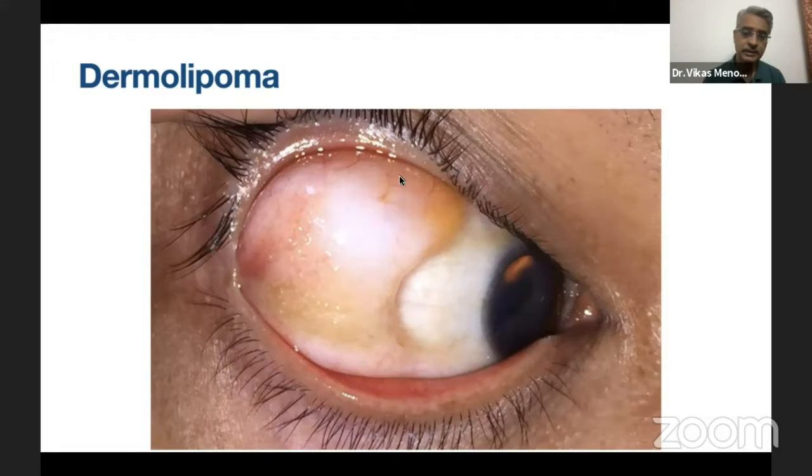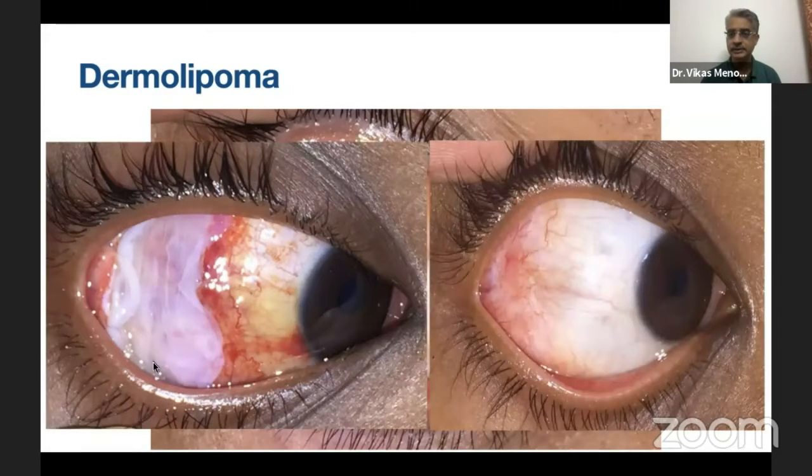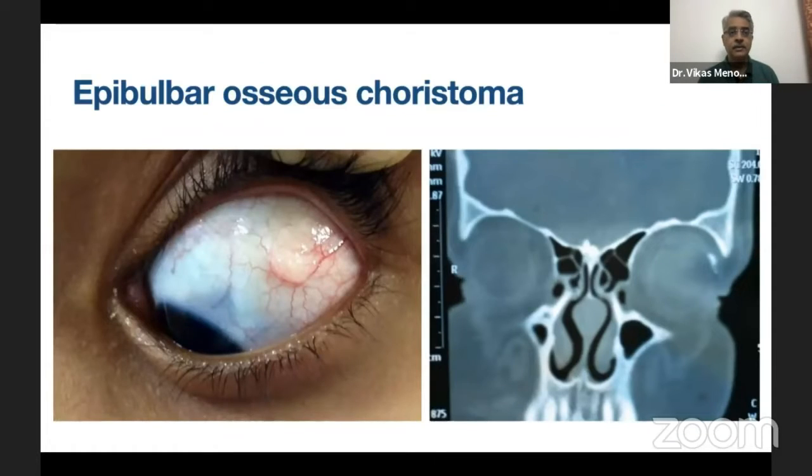But in a situation like this, where the dermolipoma is significantly large, you can debulk the anterior-most part of the dermolipoma, which is causing the cosmetic problem. You can excise this anterior-most part and cover the bare area with an amniotic membrane graft, which can be sutured or fixed with fibrin glue, and usually these lesions heal very well with a good cosmesis ultimately.